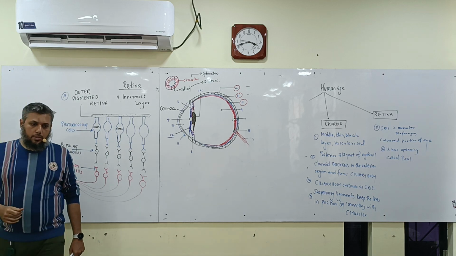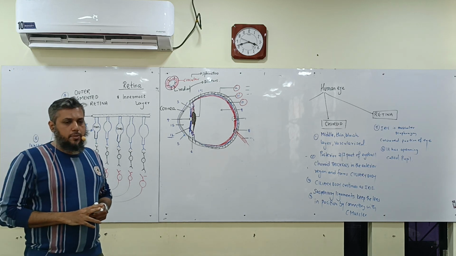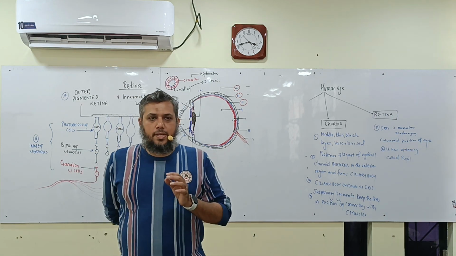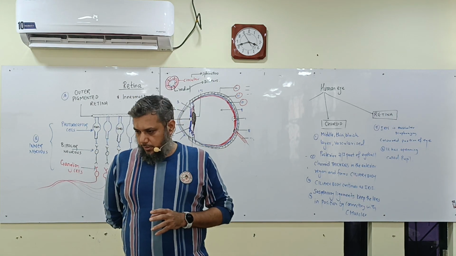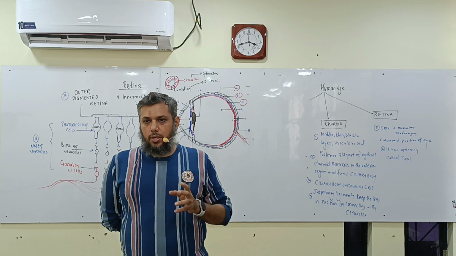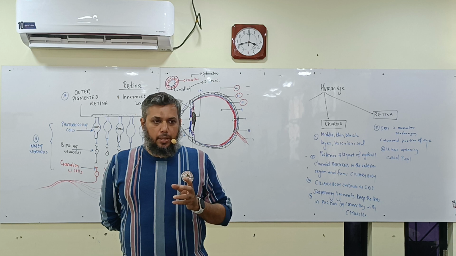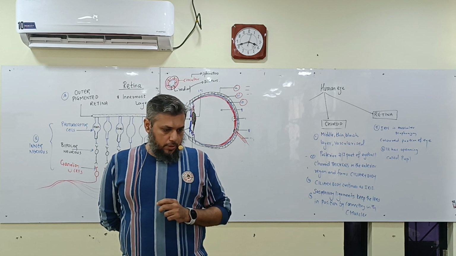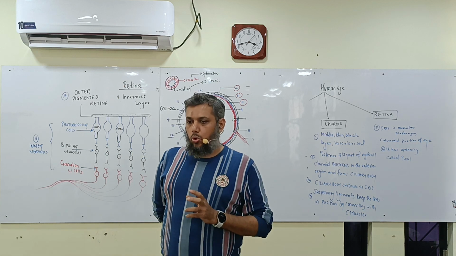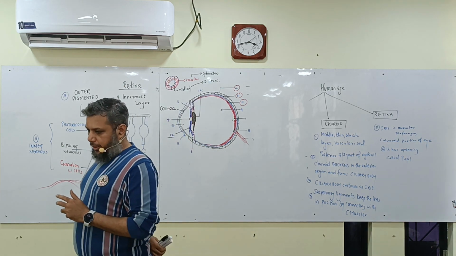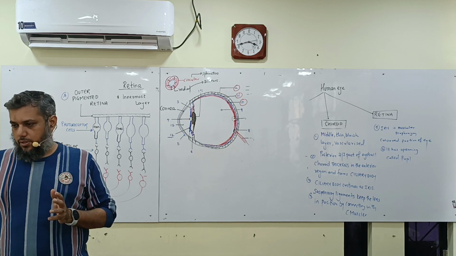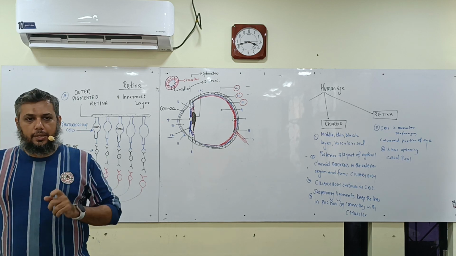Who is more in number? Rod cells. And the rod cells are very sensitive to light. So they help you to see even in dim light. Whereas the cone cells are active and they help you to see different colors in full bright light.